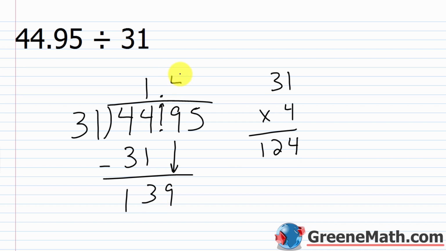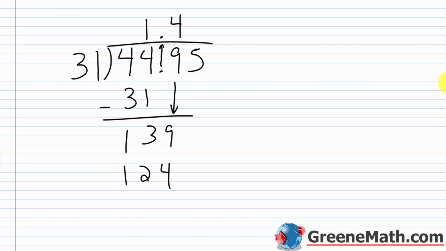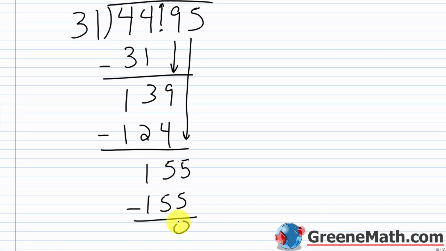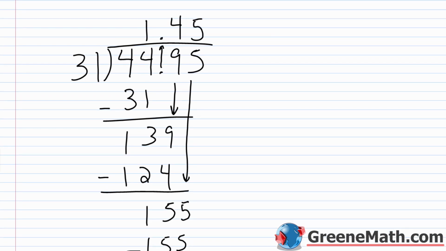So we're going to put a 4 here, and we're going to multiply. 4 times 31 again is 124. Now we're going to subtract. 9 minus 4 is 5. 3 minus 2 is 1. So we'd have 15 there. And then we're going to bring down the 5. Now, we figured out earlier that 31 times 5 was 155, right? We just saw that. So I know that 31 will go into 155 5 times exactly. So this is going to be a 5. 5 times 31 again is 155. Subtract and we get 0. So we get 1.45 as the answer.